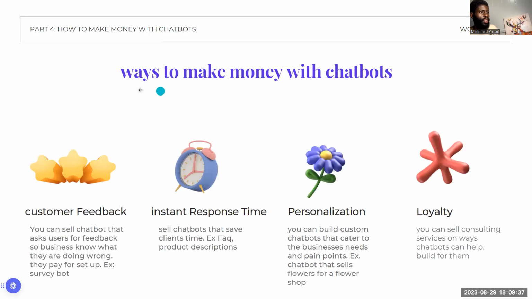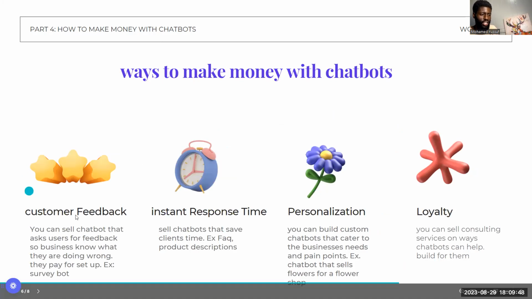Okay. So you might be thinking, okay, how can I make some money with chatbots? These are some chatbot ideas that you can use, right? When you create certain chatbots, these are the things you're keeping in mind. These are the things that you're going to be able to sell to clients, right?